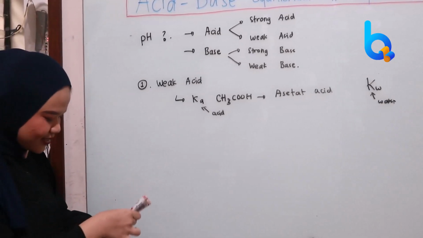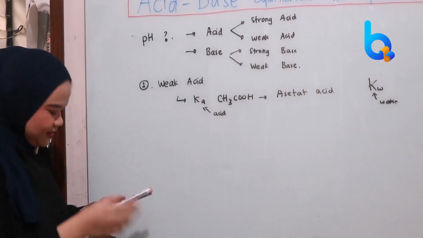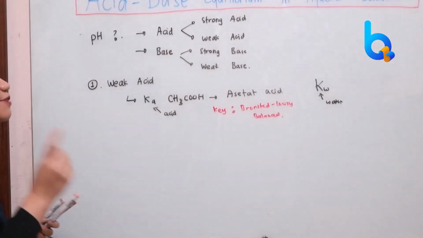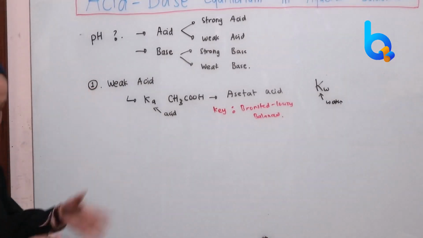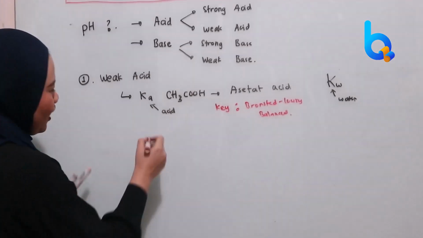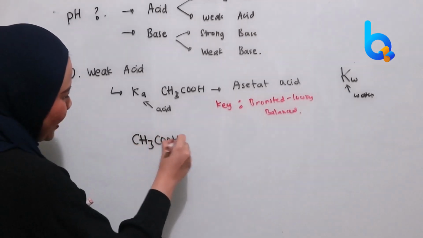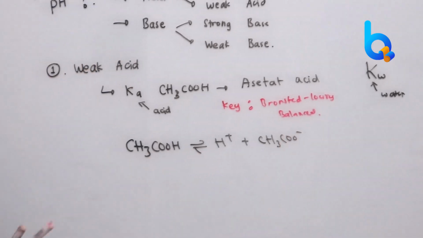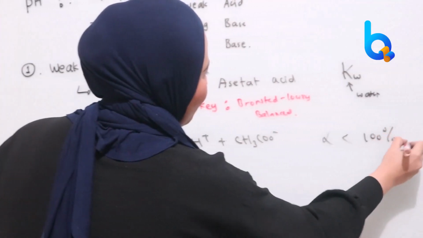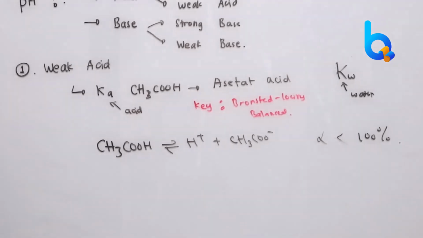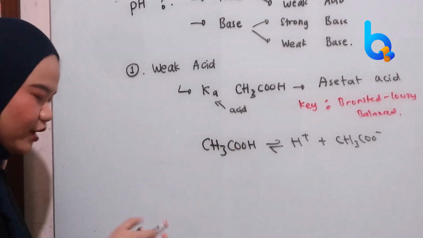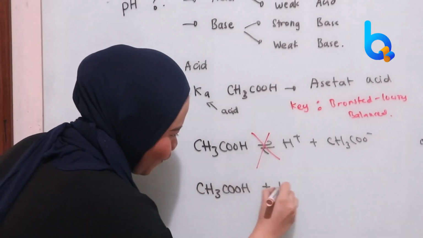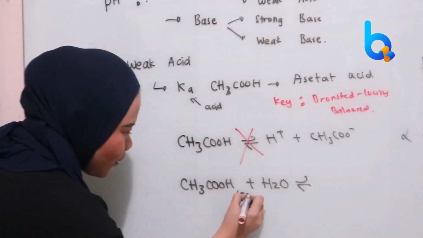So how do you know? How do you do it? It is the Bronsted-Lowry balance. You have to remember that for a weak acid, you cannot just write it simply like CH3COOH equals H plus and CH3COO minus. No, because the alpha is below 100%. The question doesn't give us the alpha, right? But we have pH. It cannot be like this. No, okay? We have to calculate first with H2O. Okay, this is so different. This is aqueous, this is liquid.